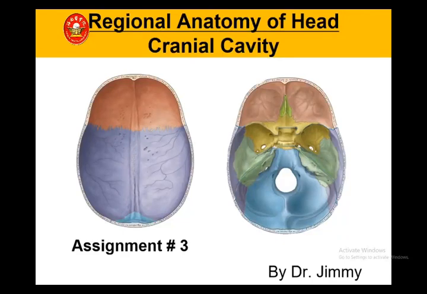Okay, so today we're going to talk about the cranial cavity. That's our assignment number 3, to talk about the cranial cavity. We can see here the skull is open. On the left side you can see the calvaria inner portion, and on the right side you can see the inferior part of the cranial cavity. So we can study in this way that this is the roof and this is the floor.